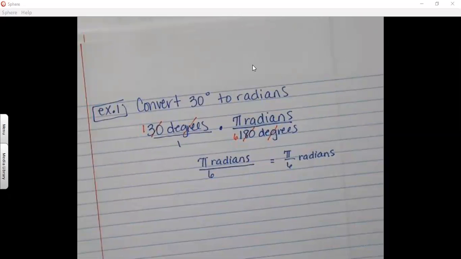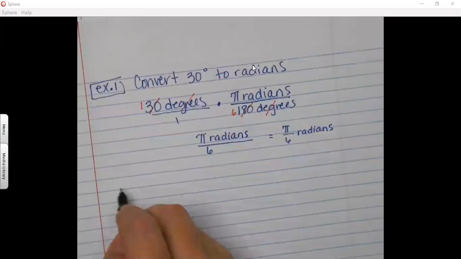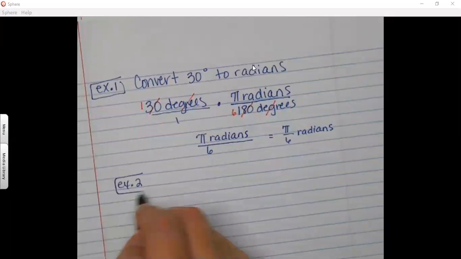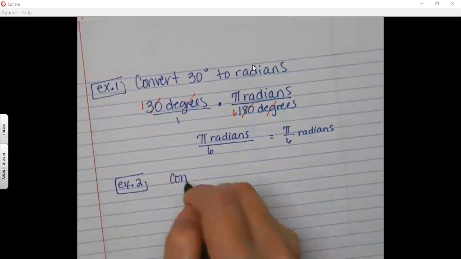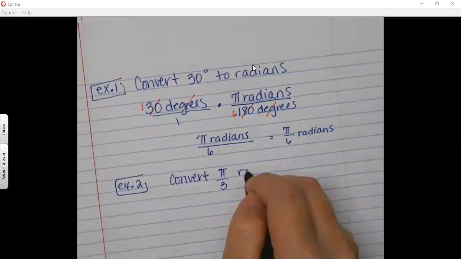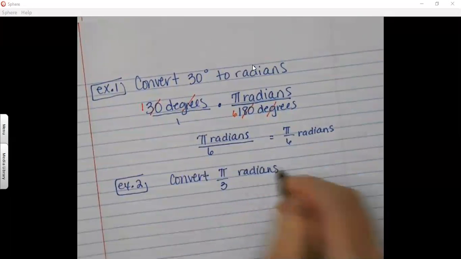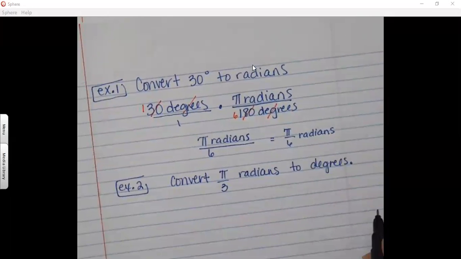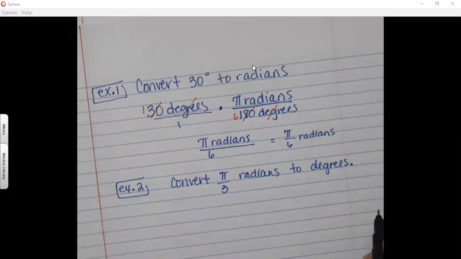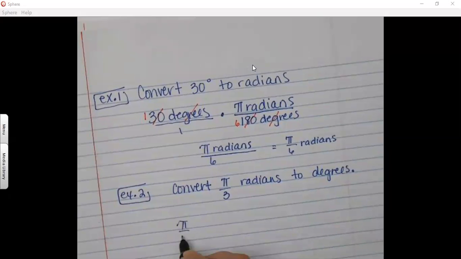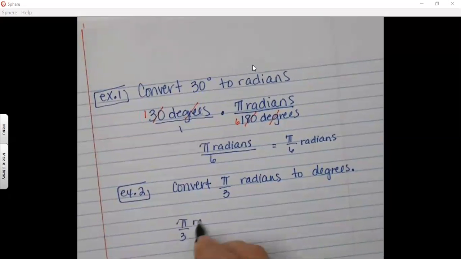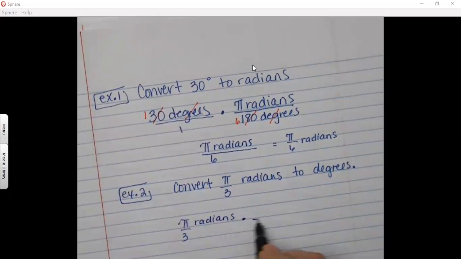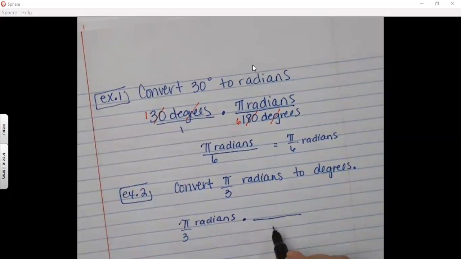All right, there we go. Example 2. Let us convert pi thirds radians to degrees. So this is in radians. I'm going to put pi thirds, and the word radians stays in the numerator. So when I multiply, I need the word radians to be in the denominator and degrees to be in the numerator, right? So we know that pi radians is equal to 180 degrees.